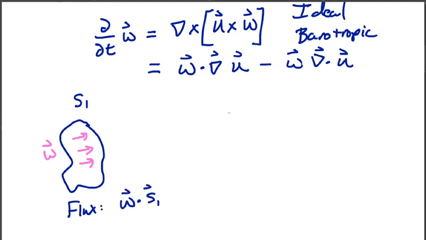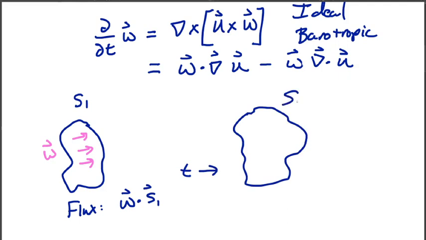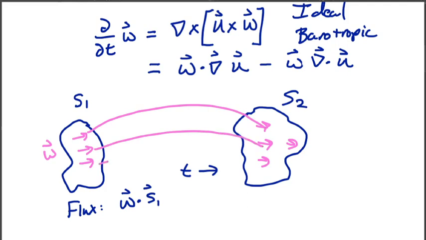All right. Now at some later time going this way, let's draw some new arbitrary surface in our flow, S2. And this also has a bunch of vorticity pointing through it, a flux of vorticity. And the surface S2 is the parcel S1 deformed and changed in time. So all of our vortex lines that were in S1 are now in S2.